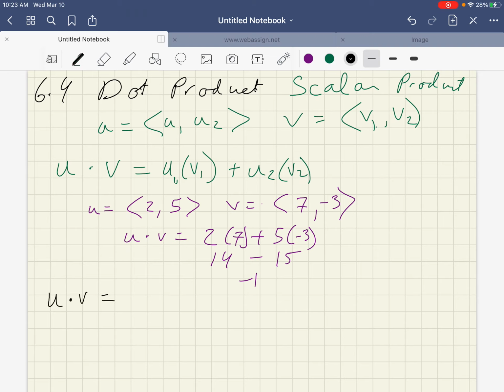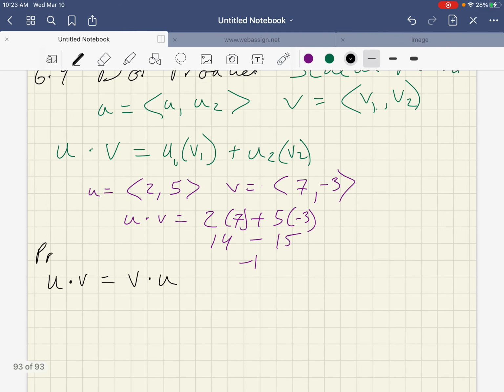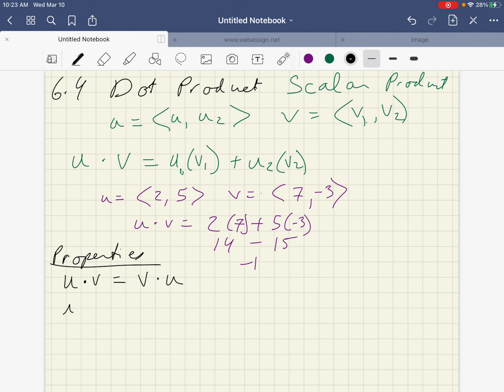A couple of properties that go with it: it is commutative, meaning if you take u dot v, it's actually the same as if you do v dot u, so that's kind of nice. If we take u dot a zero vector, we get 0 because you're multiplying everything by 0. If you take u dot u, so you multiply it with itself, you actually get the magnitude squared. That's another piece that's pretty handy.